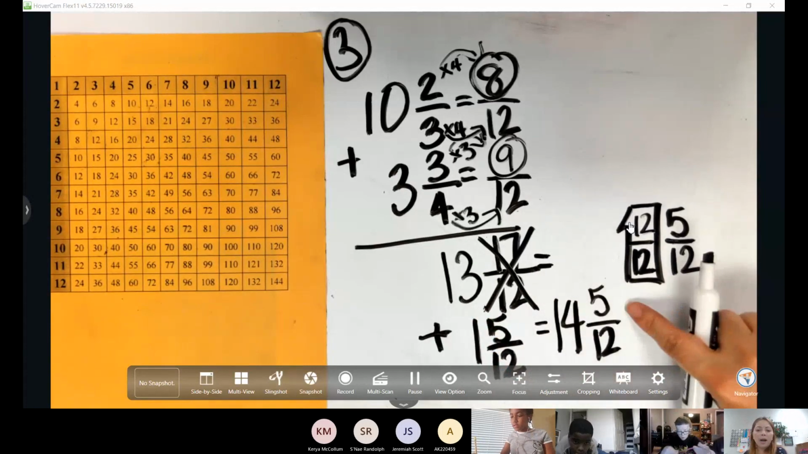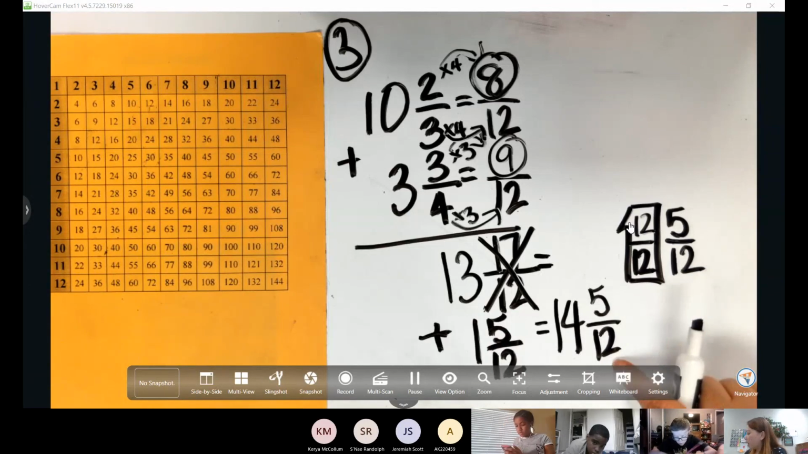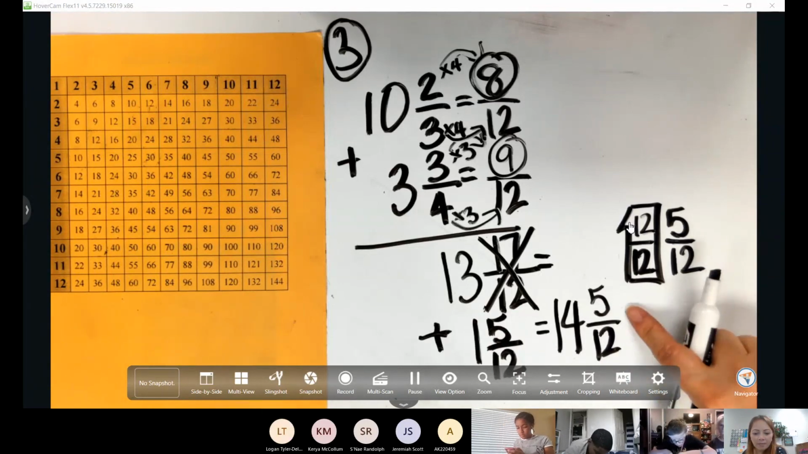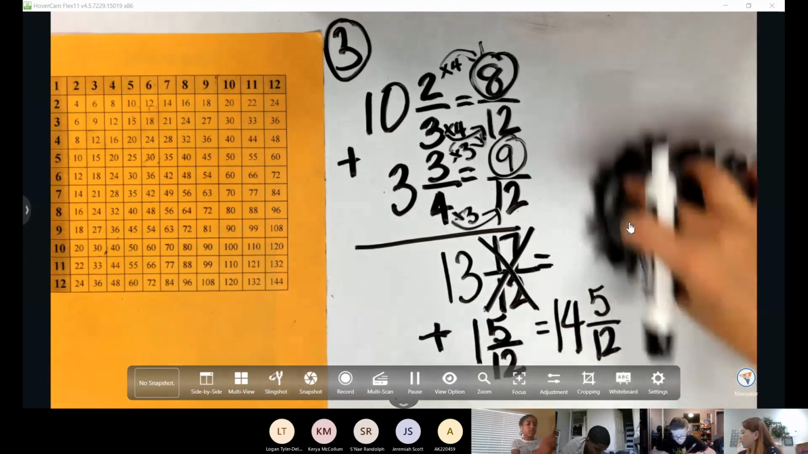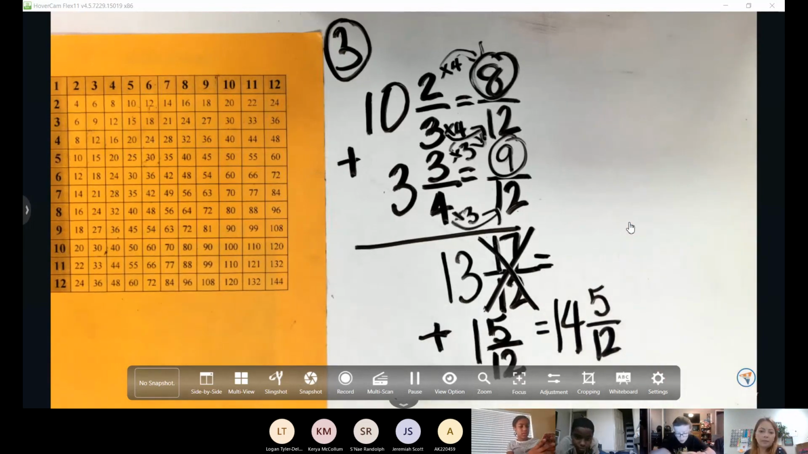Again, 5 is a prime number. So I'm going to ask myself, 12 divided by 5. Can I do that? No. So this is already reduced. You don't have to simplify this. Okay? Are we good? Yes. Okay.